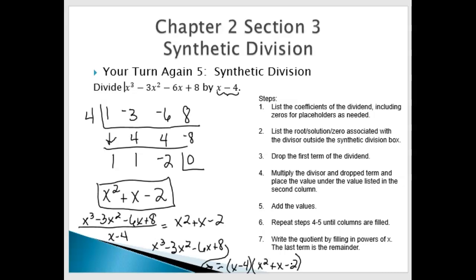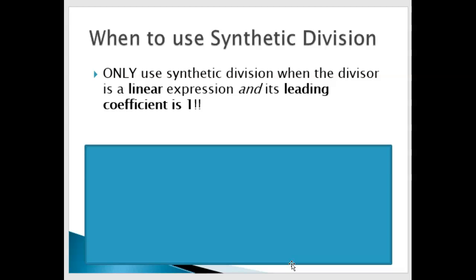Okay, now the one last thing that I want to end with here. When do you use synthetic division? It is very, very specific. You can only use synthetic division when your divisor is linear. Okay, so you must have a linear divisor. That's the one that goes outside the division box. And its leading coefficient is a 1.